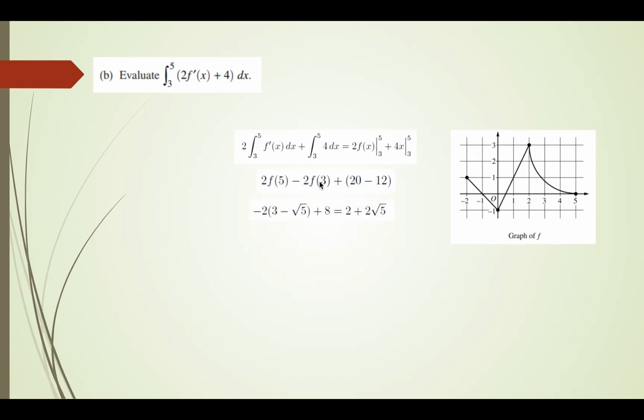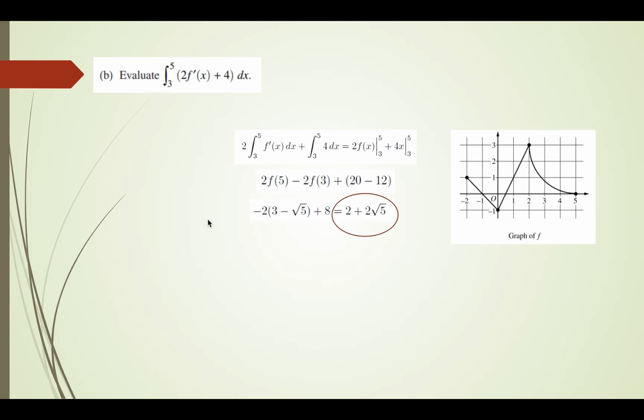So you got negative 2 times f of 3, which they told us earlier was 3 minus the square root of 5. We've got plus 8, which just comes from 20 minus 12. And so if you distribute, negative 2 times 3 is negative 6. You're going to add that negative 6 to 8, which gives us the positive 2. And then negative 2 distributed to the negative square root of 5 is going to be positive 2 square root of 5. And that gives us our answer on part B.